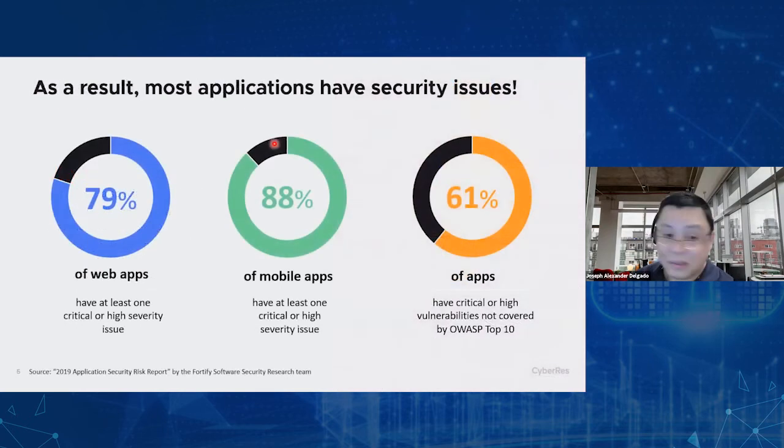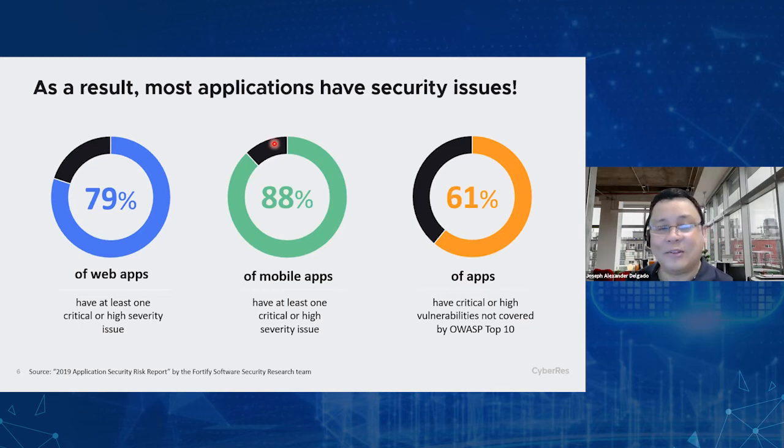So as a result, and this is true, and the mere fact that it happens on your phones shows that most applications have security issues. From the 2019 Application Security Risk Report of Fortify, of our own team, we found out that 79% of web apps have at least one critical or high severity issue. 79% of web applications, right?